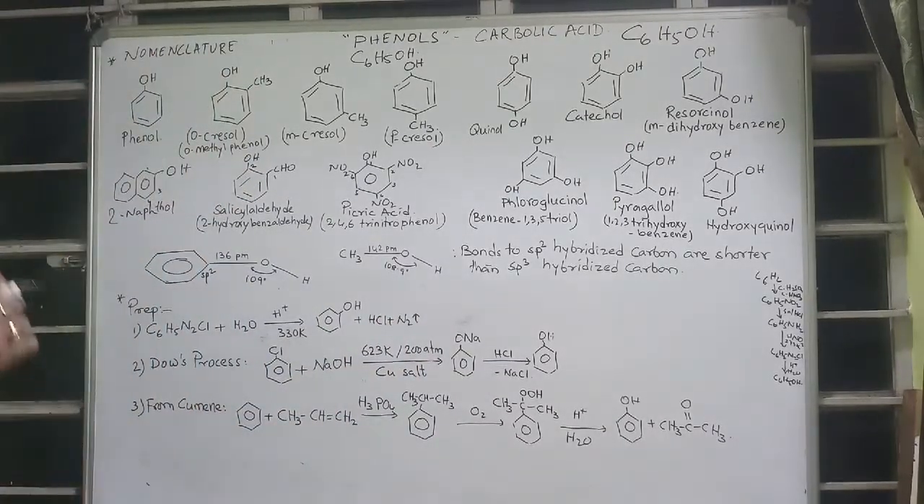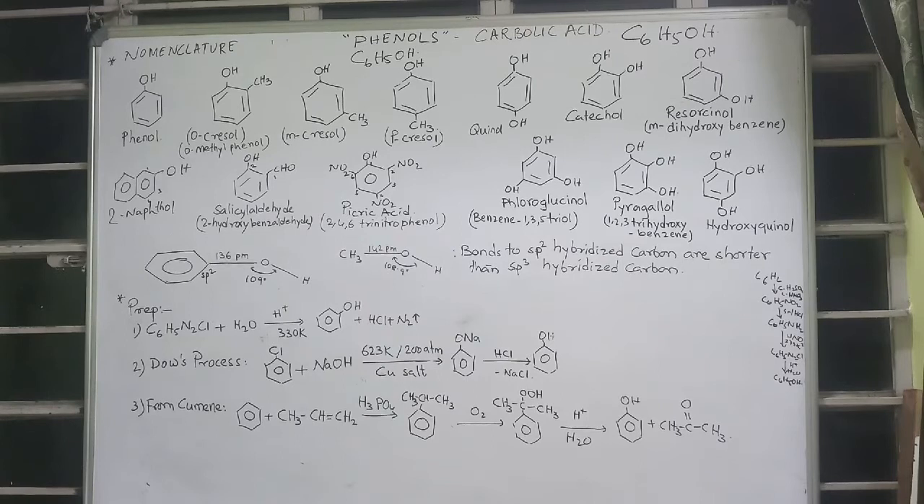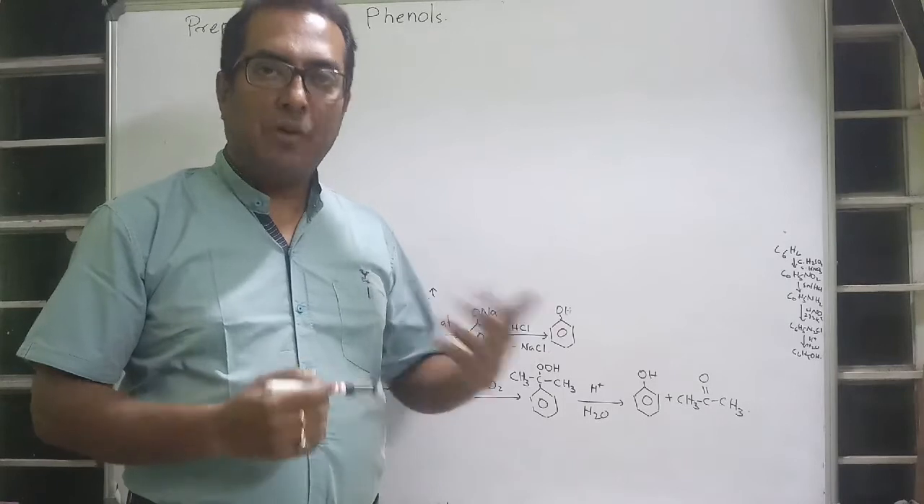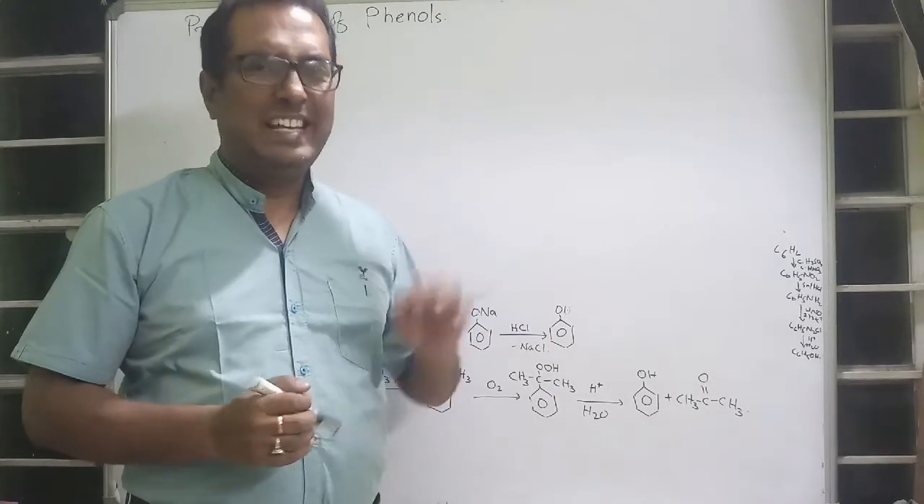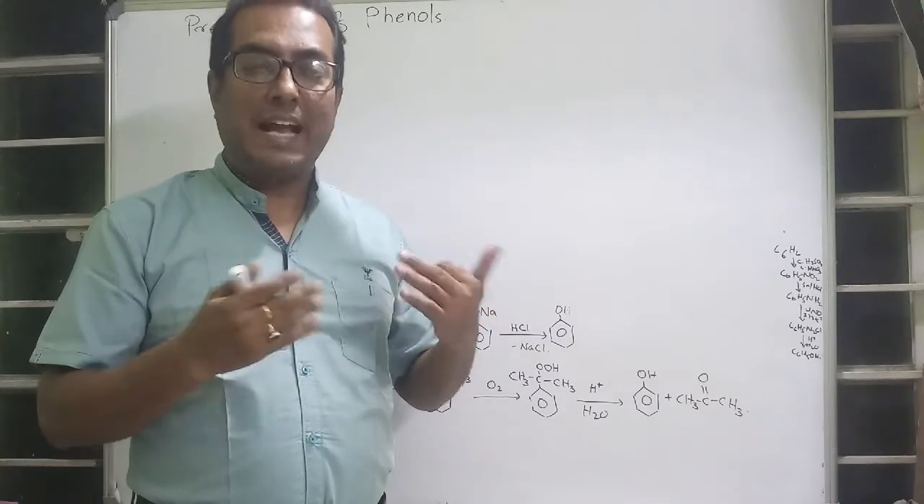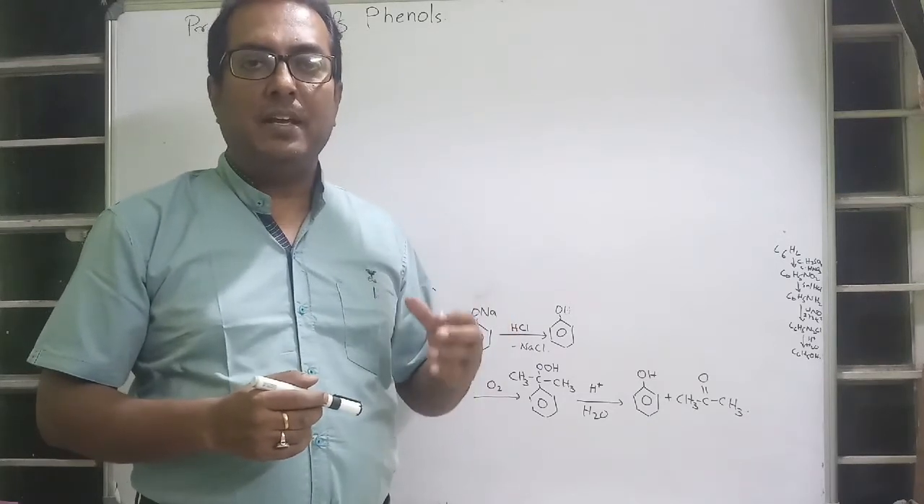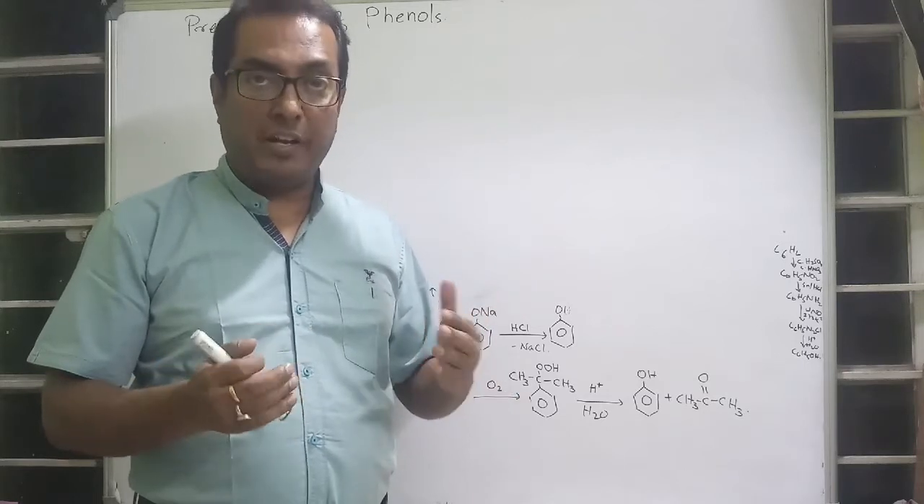So I will ask you to see once more regarding the phenol, cresol and quinol, catechol, resorcinol and then hydroxyquinol, pyrogallol, phloroglucinol, picric acid, salicylaldehyde and naphthol. Now we will go with the preparation of phenol. It is very little. Just learn 3 of the preparations. It is so nice and easy to remember. You too have done in the previous class the preparation of phenol to some extent.